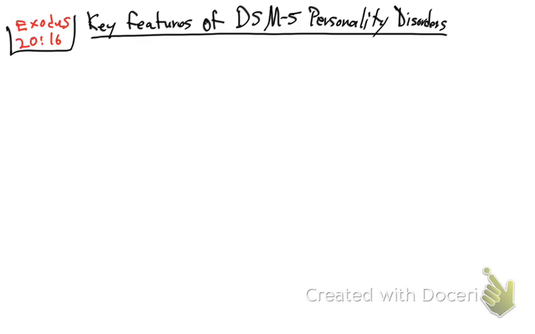So now, what are those key features of DSM-5 personality disorders? We're going to see different personality disorders like paranoid, schizoid, schizotypal, antisocial, borderline, histrionic, narcissistic, avoidant, dependent, obsessive-compulsive, and then the features of each of those. So let's just start with the paranoid patient.